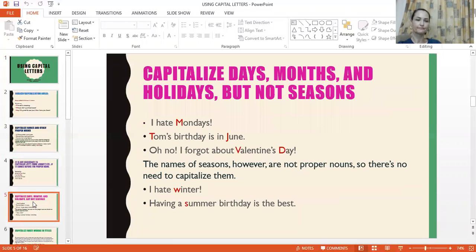Next, capitalize days, months, and holidays, but not seasons. If you say I hate Mondays, Monday is a day of the week, capitalize it. Tom's birthday is in June, month, June, capitalize it. Valentine's Day, capitalize it. Yes, holiday, celebration. But if you deal with seasons, such as, let's say, I hate winter, no need to capitalize W because we never capitalize seasons. Okay, let's move on.